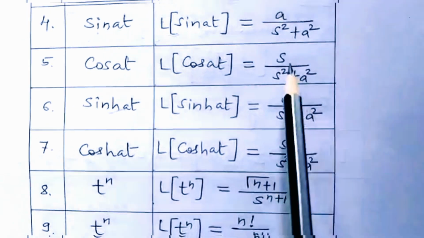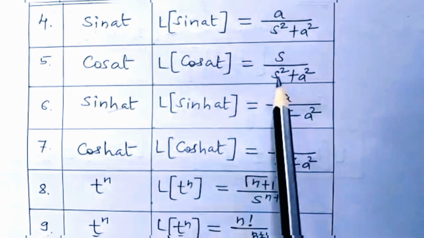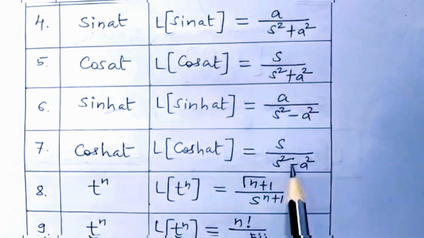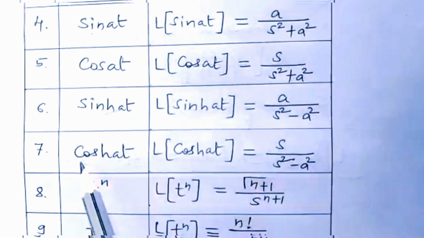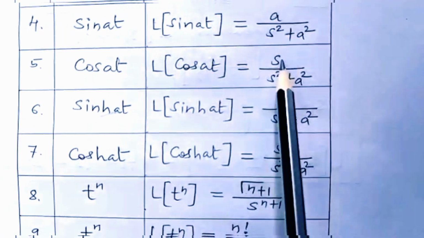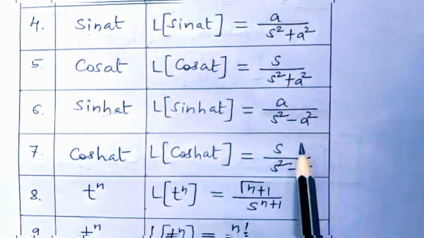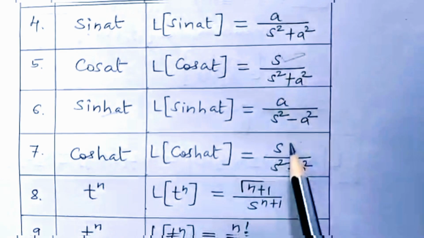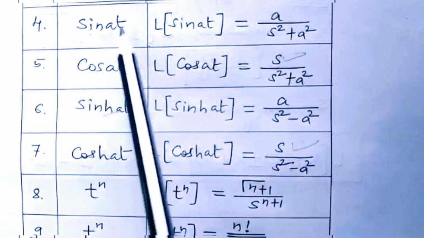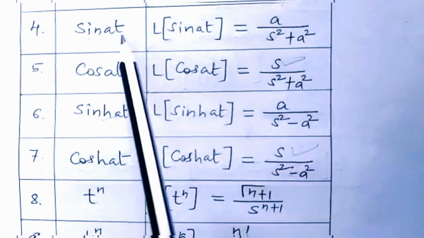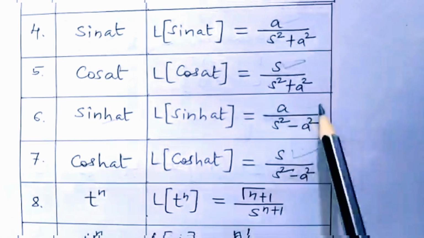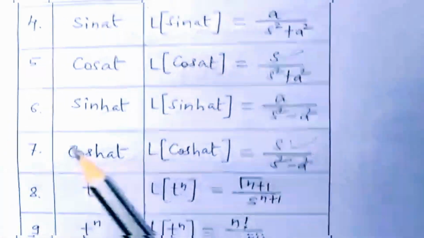So what's the difference? The only difference is in the denominator, between s square and a square, we have a negative sign. And whether it is cos h of at or cos of at, the numerator always comes with s. In both cases the numerator will come with s, whereas for sin h of at and sin of at, where the coefficient of t was a, the numerator will come with a. So that's the pattern one can remember.